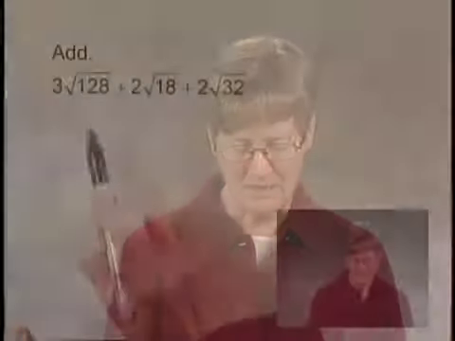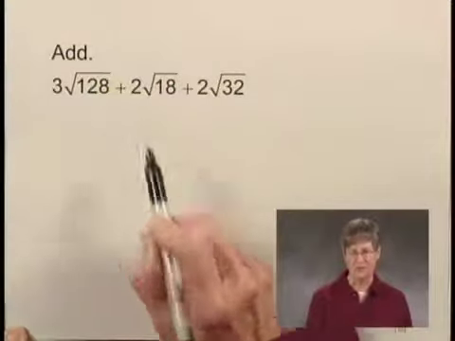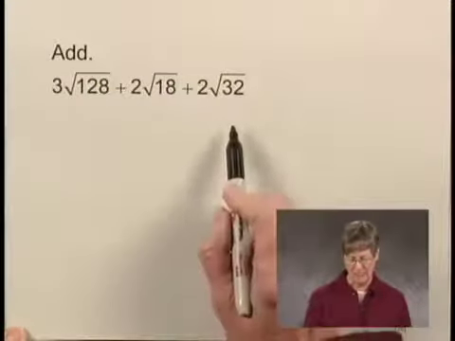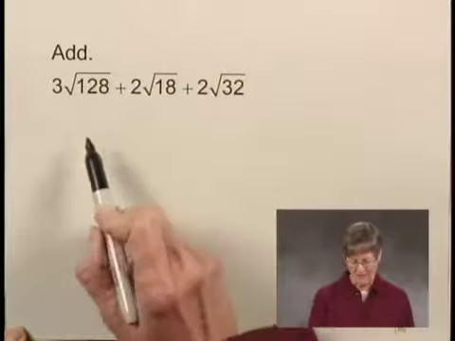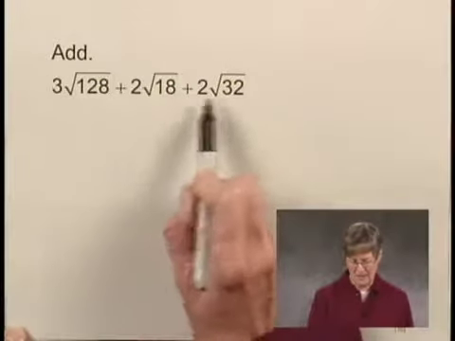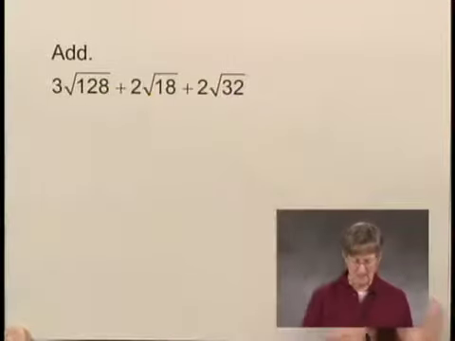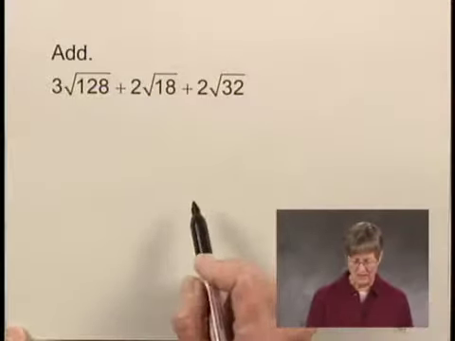In this exercise, we'll add. We have 3 times the square root of 128 plus 2 times the square root of 18 plus 2 times the square root of 32. Now, I can't add directly because I have different radicands in these 3 square roots. So I need to see if I can simplify them so that I have the same radicand in each.